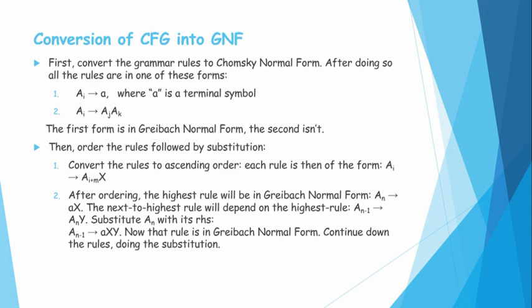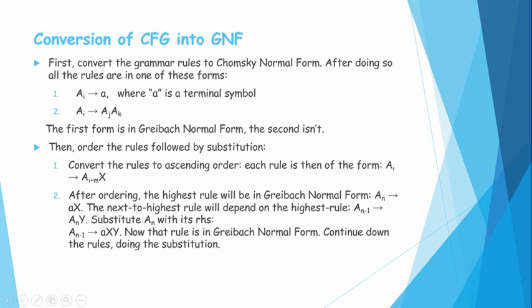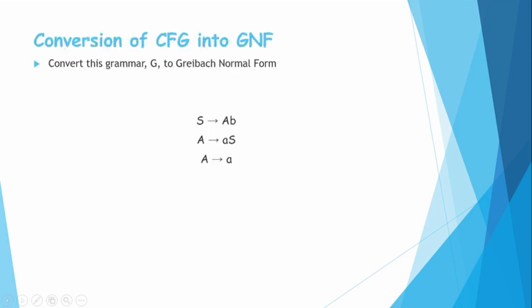Now this is a CFG conversion into GNF. GNF has a restriction that in the right side of the production, the very first element should be a terminal, and the rest can be anything, non-terminal or terminal. With the help of a question we will understand these rules. This is an example where S derives AB, a non-terminal and terminal, A derives AS, a terminal and a non-terminal, and third is A derives a single terminal.